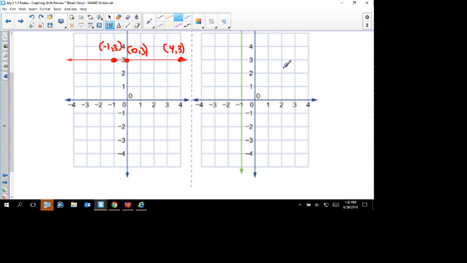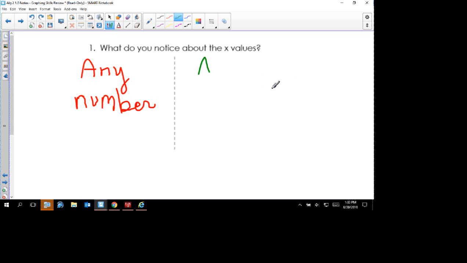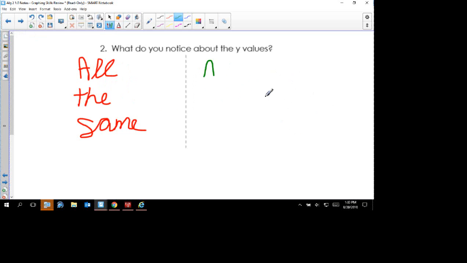Okay, what do we notice about the green one? What do we notice about the x values? All the same. And what about the y values? All different.